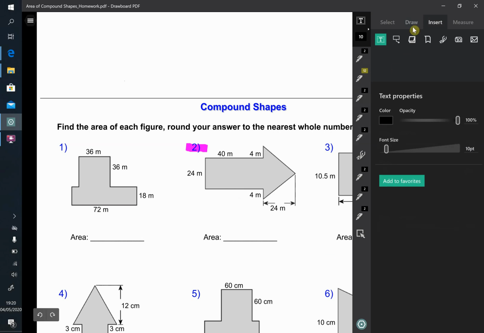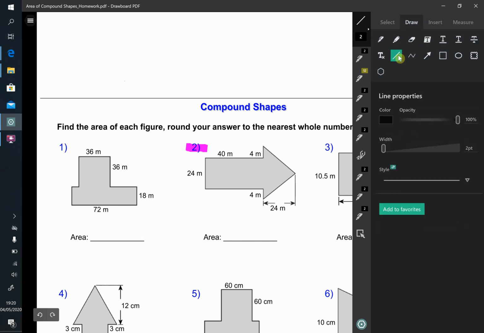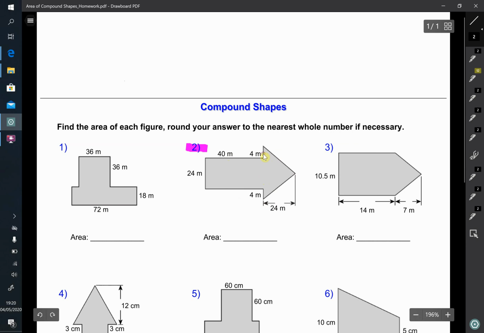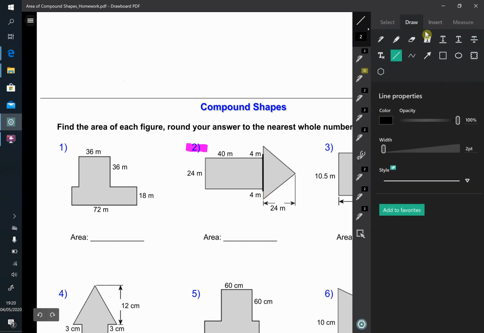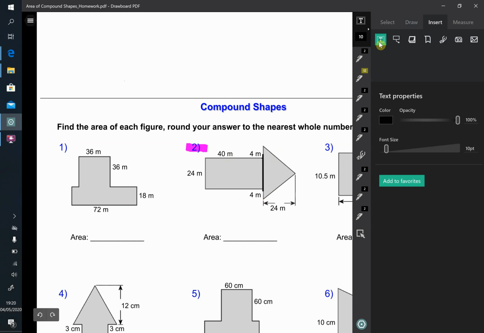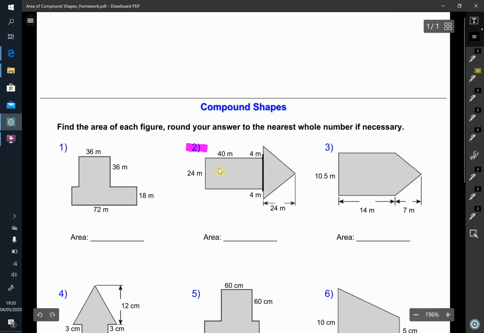So what type of shape? How can I divide the shape? Now I am noticing that here I can create a triangle, and here I can have a rectangle. So I can divide my shape this way. And when I divide my shape, I need to name them. And usually when we name them, we give them a letter. So this is going to be my A, and this is going to be my B. And I start my working.